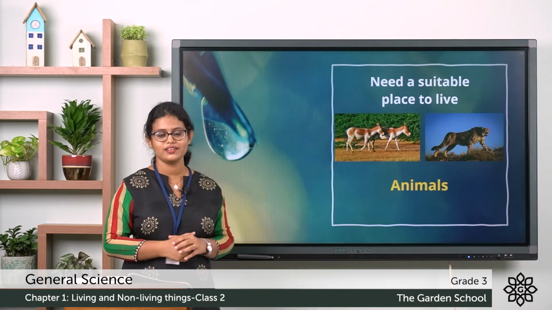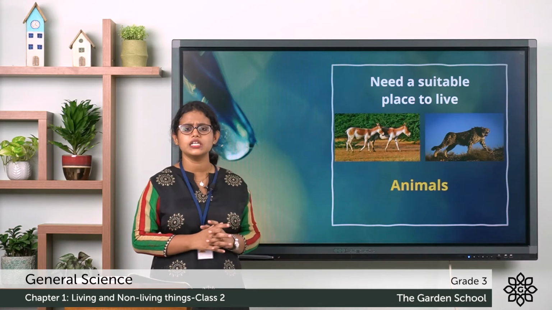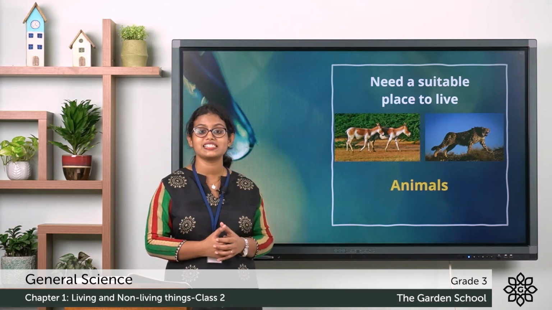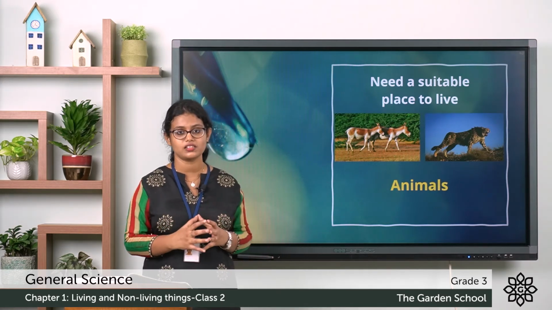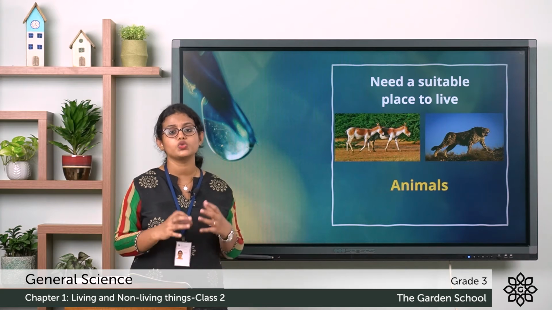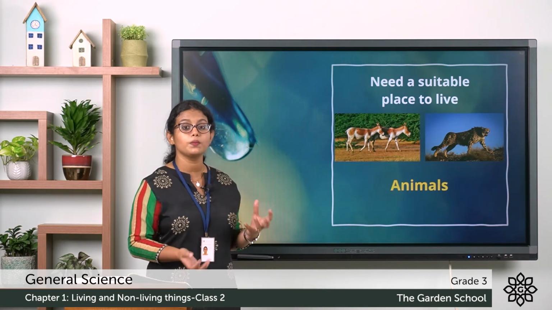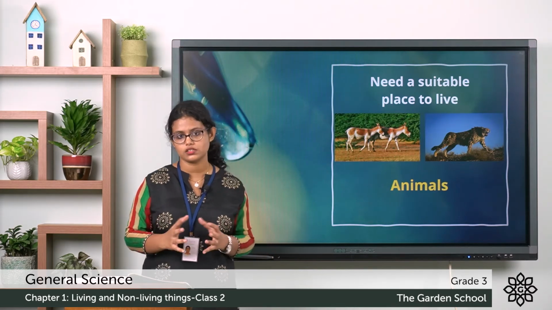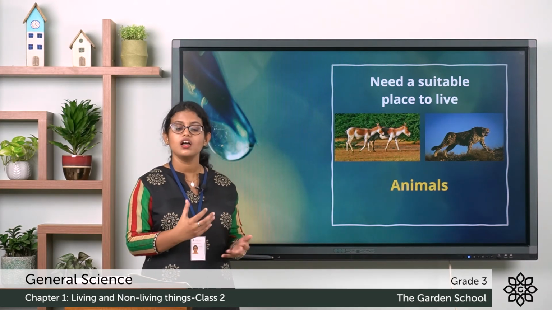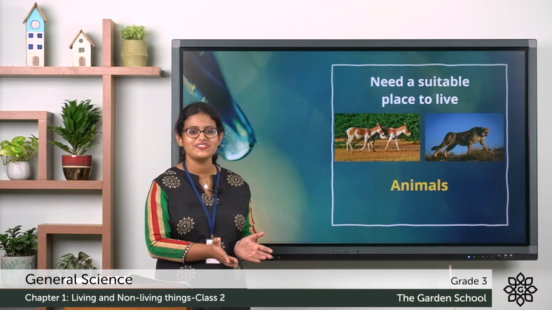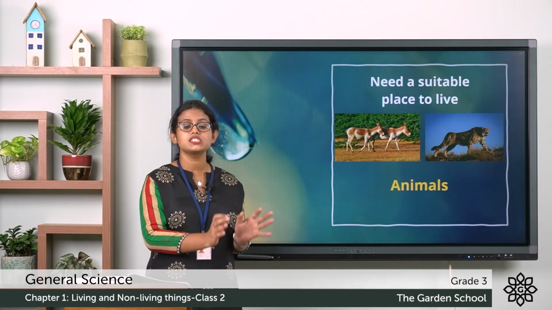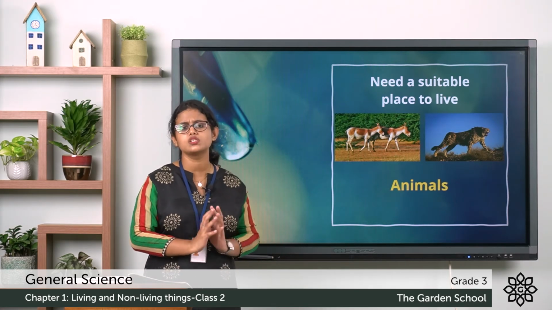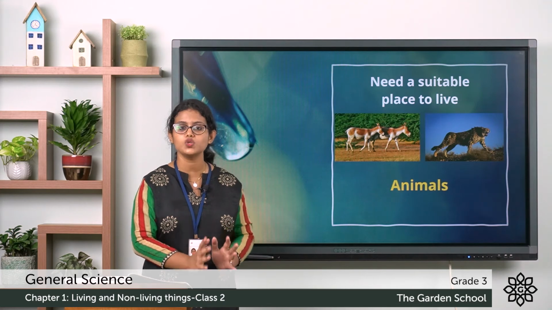So coming to the next one, animals. Even animals need a suitable place to live. So where do these cheetahs live? They live in grasslands. So grassland is an area which is covered with grasses. And what about the wild ass? You can see the picture here. So they live in dry deserts. Imagine the cheetah lives in a desert. Can it survive? No, because it is not its suitable place. So it cannot survive. So animals also need a suitable place to survive.